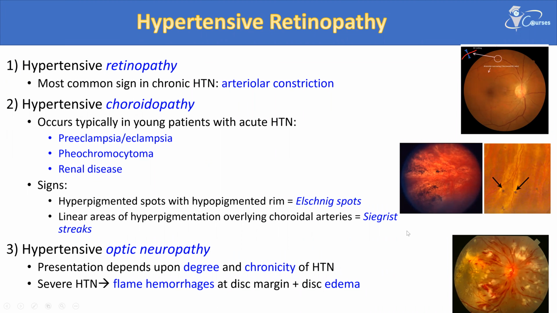Also, there could be optic neuropathy. We said hypertension is one of the differential diagnoses of optic neuropathy in neuro. The presentation of the optic neuropathy depends on the degree and the chronicity of hypertension. So you find optic disc swelling, flame-shaped hemorrhage, and cotton wool spots everywhere. So in severe hypertension, there will be flame-shaped hemorrhage and disc edema.